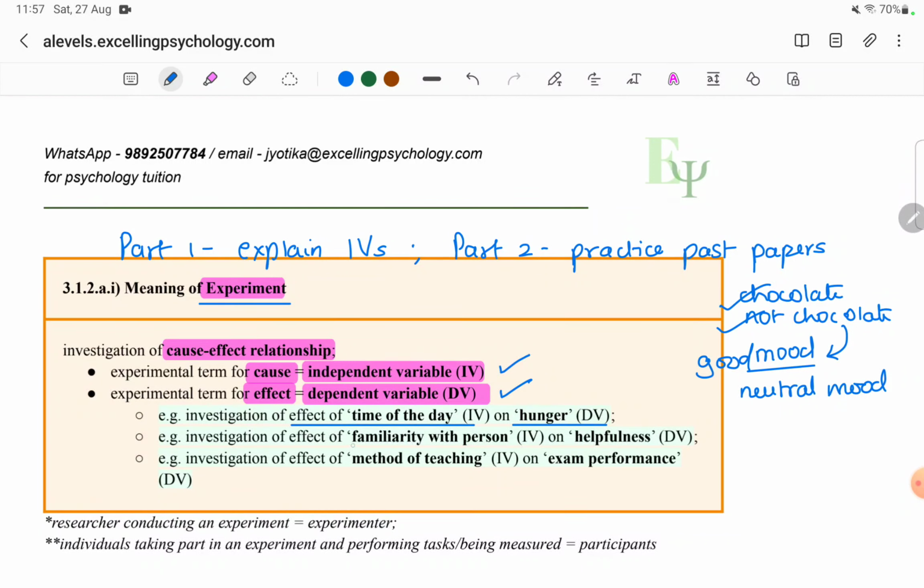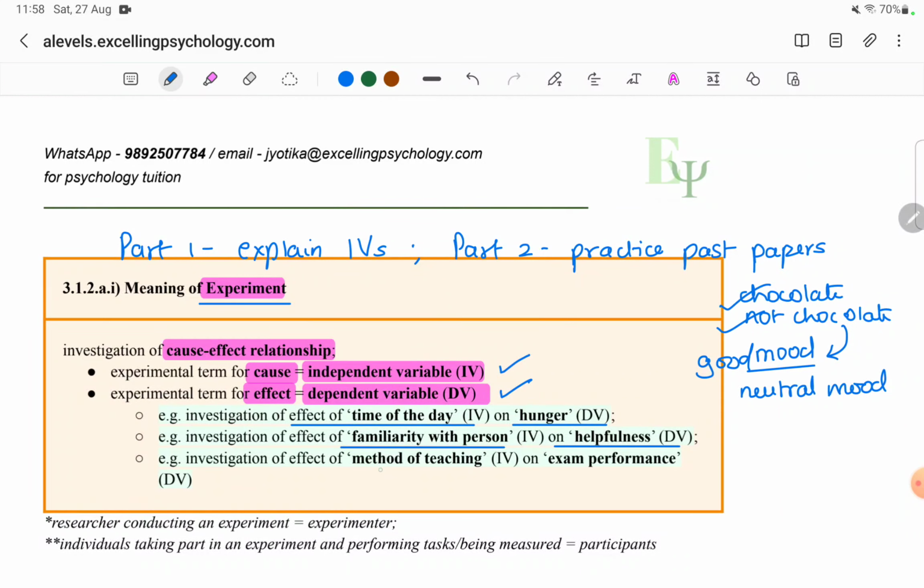Another example is that a researcher might be investigating the effect of familiarity with a person on helpfulness. The researcher might believe that why people are sometimes helpful is because a person whom they know is in need, and why sometimes people are not helpful is because the person who needs them is a stranger. So again, it's a question of why or a reason or cause and effect.